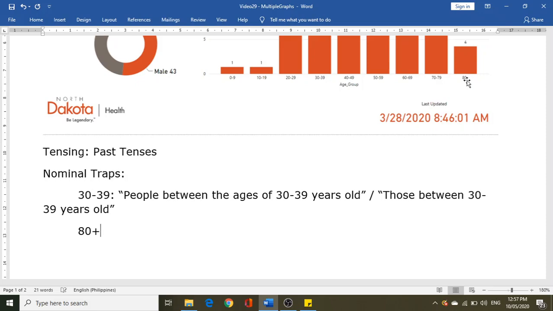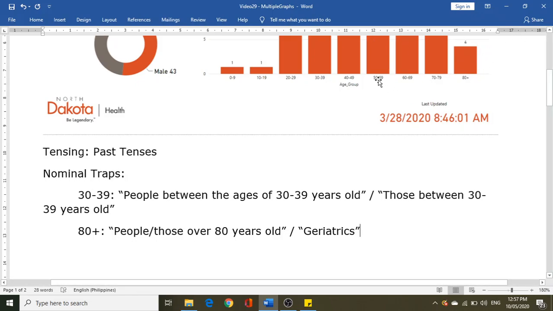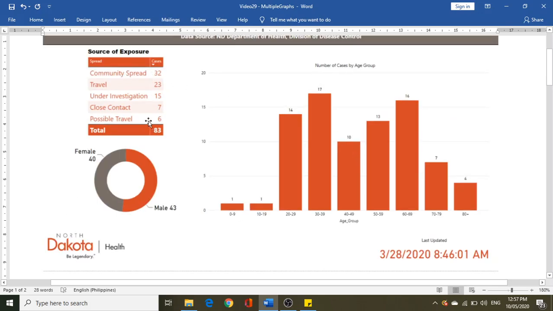Okay, I found it. There. People or those over 80 years old, or maybe you can say geriatrics, something like that. All right. Those are the nominal traps as well. We've seen nominal traps in practically every graph. And then watch out for these figures.